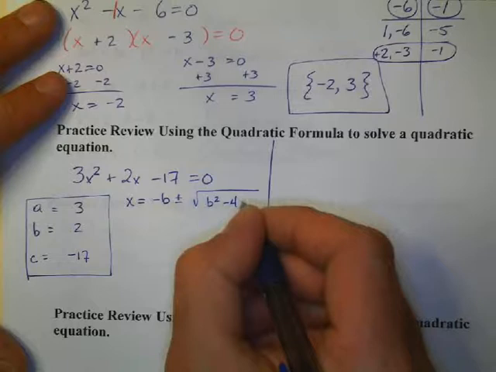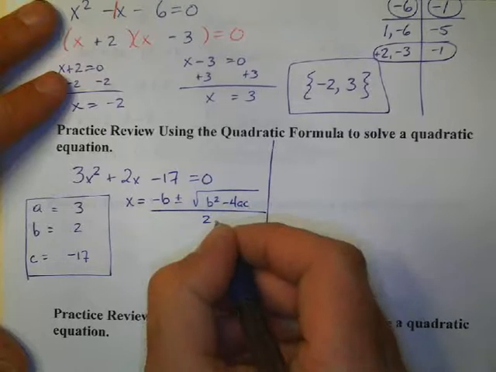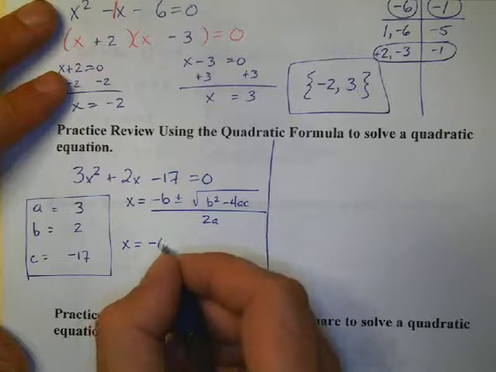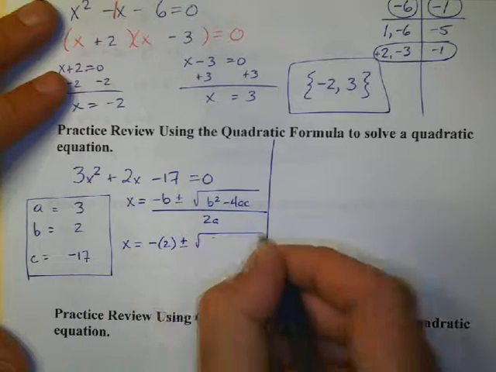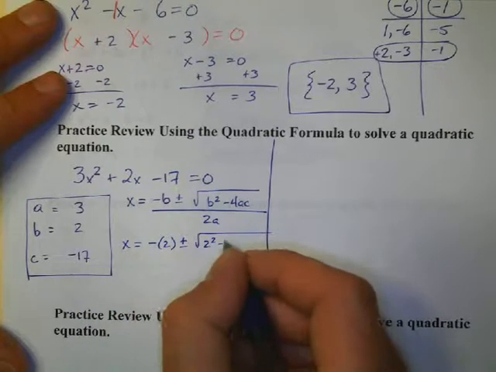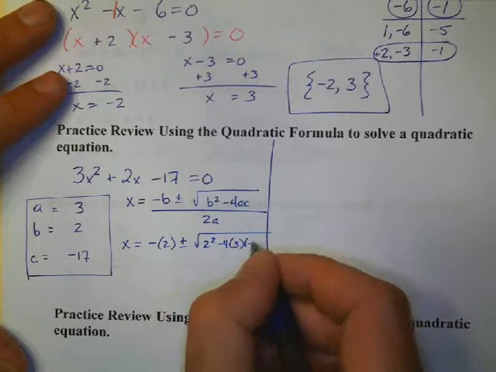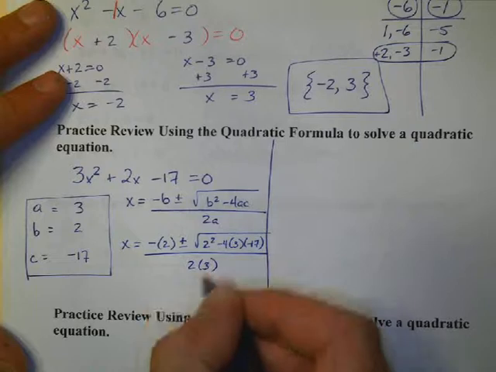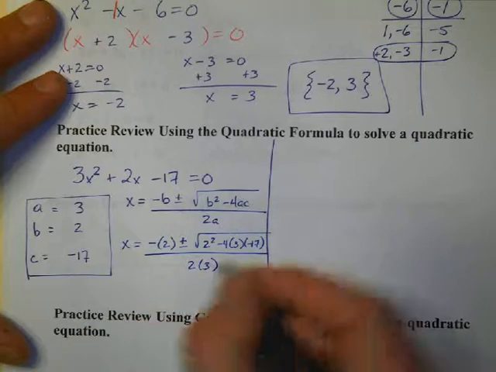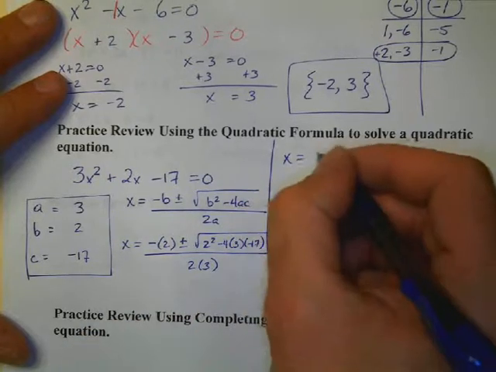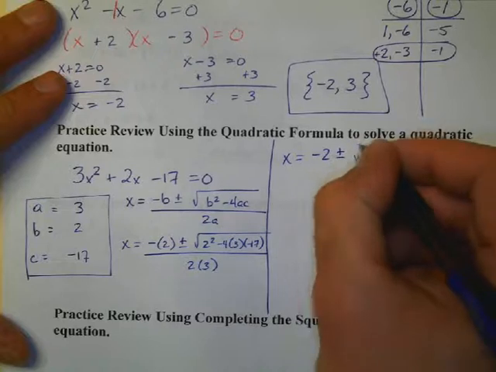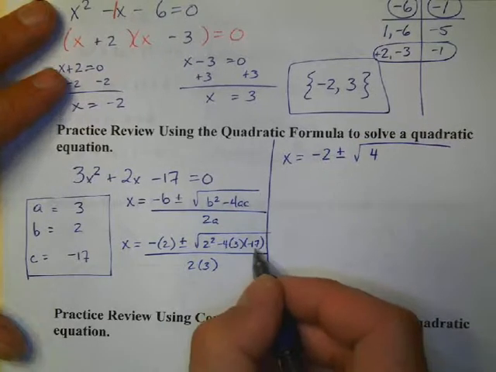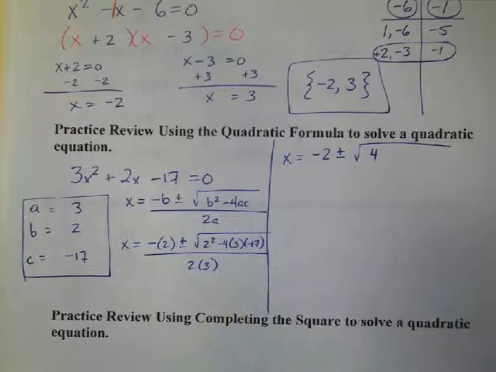I'm going to split my paper into half, and I'm going to have to write kind of small to fit this all in. Let's write our quadratic formula. The opposite of b plus or minus the square root of b squared minus 4ac all over 2a. In our first step, we're going to input our numbers. The opposite of 2 plus or minus the square root of 2 squared minus 4 times 3 times -17 all over 2 times 3.